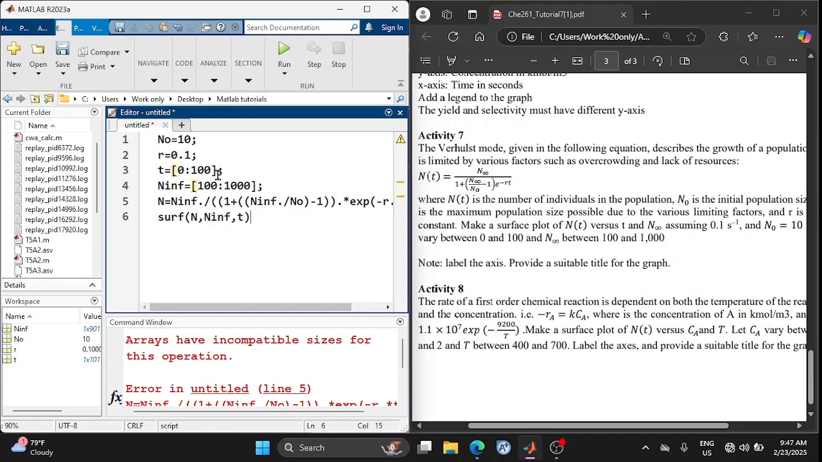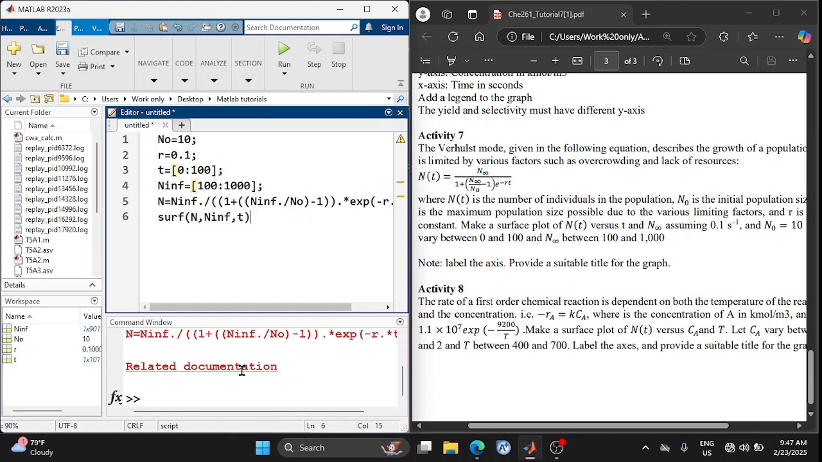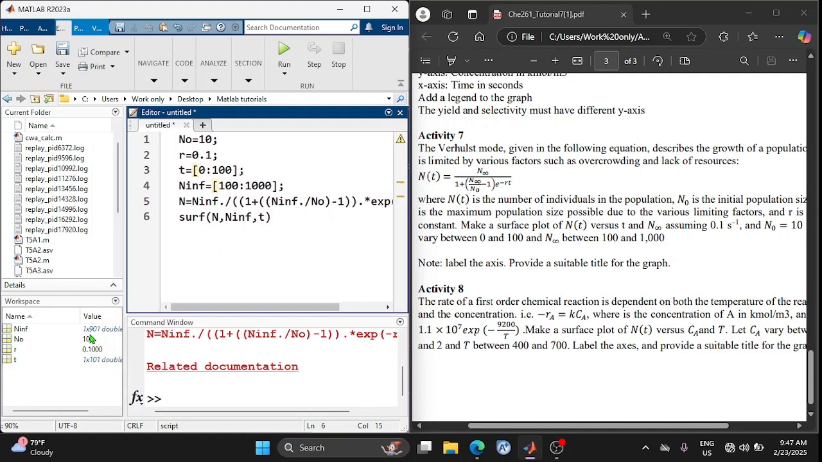The reason why they have incompatible sizes is, this is another thing that I was going to address later, but let me just do it now. If you look at t from 0 to 100, MATLAB is going to increase it by a value of 1 till it gets to 100. So t will have a certain number of terms. If you look at N infinity, it's from 100 to 1000. It's also going to increase it by 1, so N infinity will have a number of terms. If we check the workspace, realize that N infinity has about 901 terms and t has about 101 terms, so it wouldn't work well in this case.